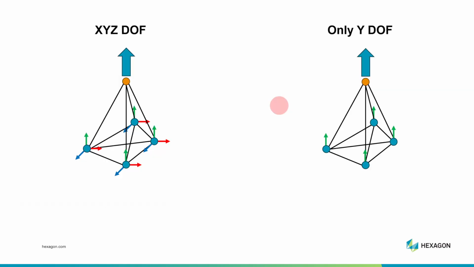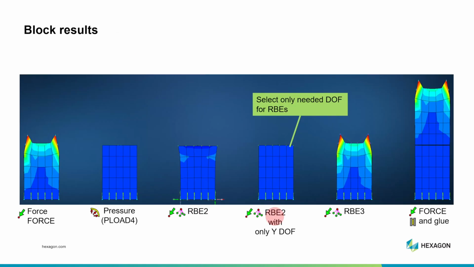Typically, RBEs are connected to all of the degrees of freedom of an element. So for a solid element, that's X, Y, and Z. However, we only have to select some of those degrees of freedom. In this case, we can choose only the Y degree of freedom because that's all that we need to apply the force. I was able to select only the Y degrees of freedom, so the X and Z motion of the nodes was allowed to be what it needed to so that the block could narrow.